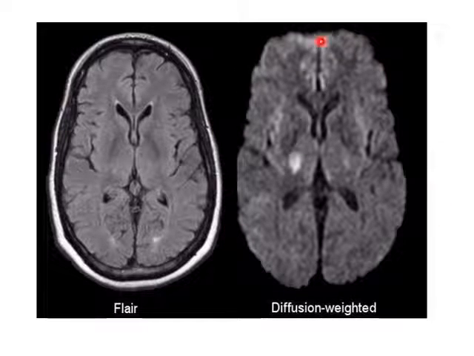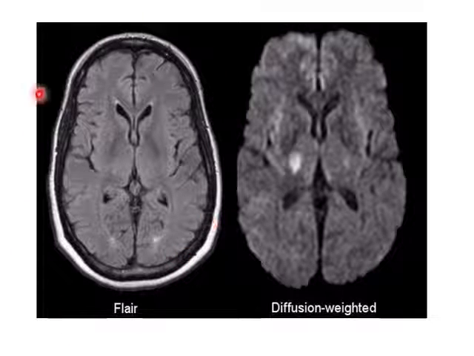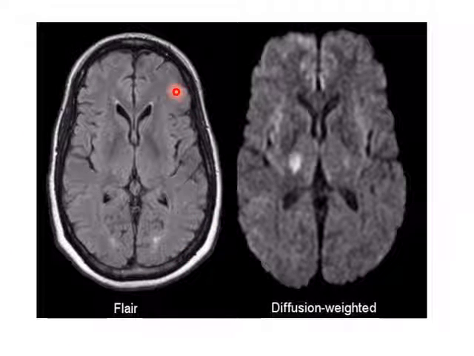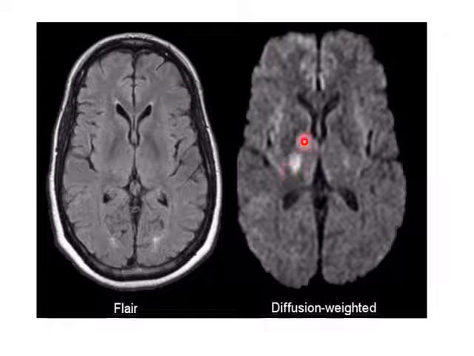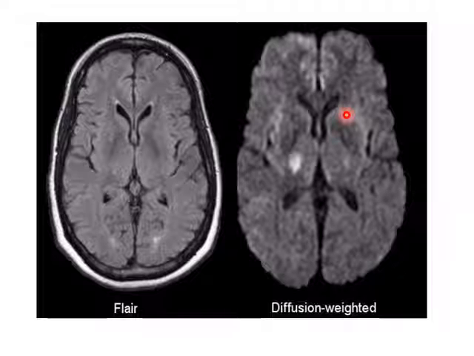This is the diffusion scan, and this is the FLAIR scan of the same patient. This patient came with left side weakness in the first 1 or 2 hours of ischemia, and as you see, FLAIR is completely normal, and the diffusion here can show early ischemic changes. So you can diagnose ischemic stroke very easily and very early from the onset of the condition.